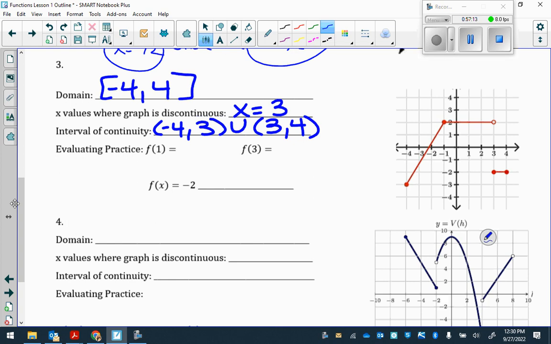Now we're looking at f of 1. What would it be? F of 1. 2. Good. Okay. F of 3. Negative 2. Here is f of 3. Open circle was here. This is a solid circle. So the value is negative 2. And f of x equals negative 2. What do we have for y?